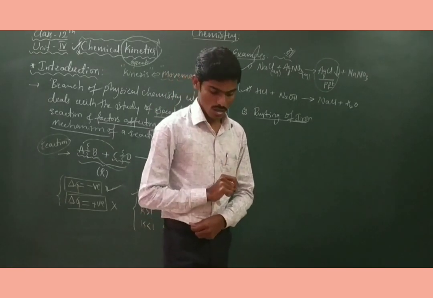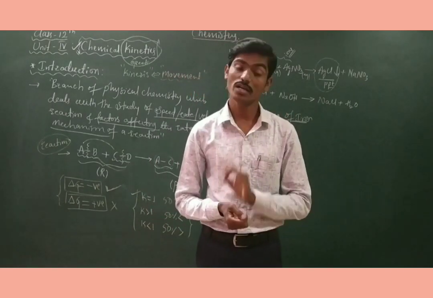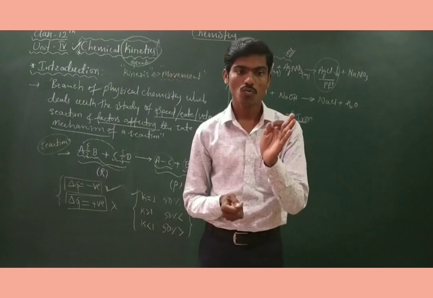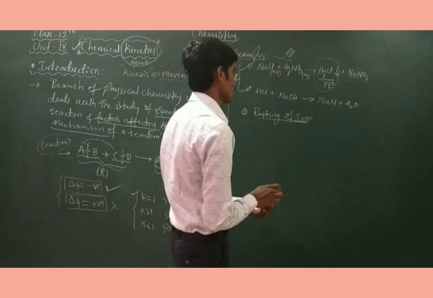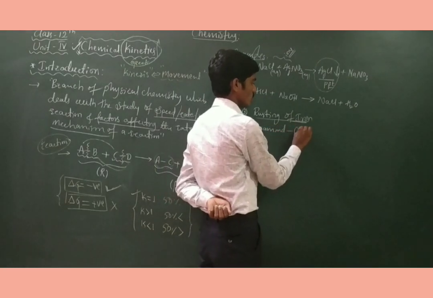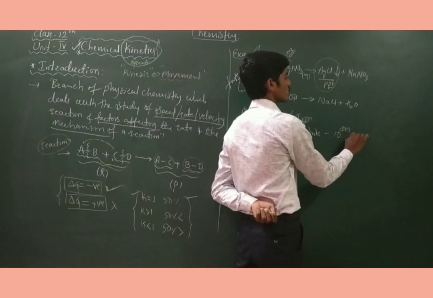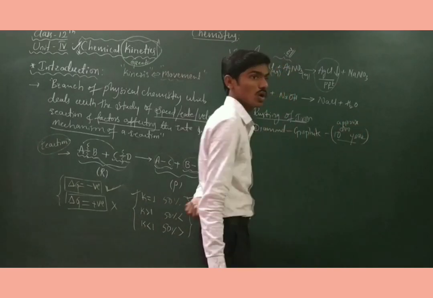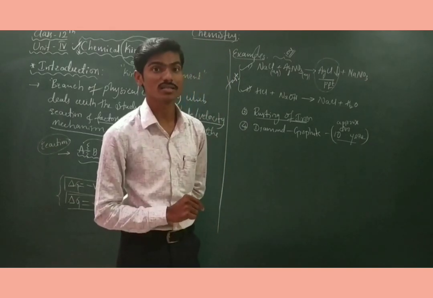But in actual fact, thermodynamically the reaction is feasible, 100%. But it is kinetically a very slow reaction. Diamond gradually converts into graphite, but it takes much time. Approximately, this conversion of diamond into graphite takes around 10 to the power 200 years. 10 power 1 means 10 years, 10 power 2 means 100 years.